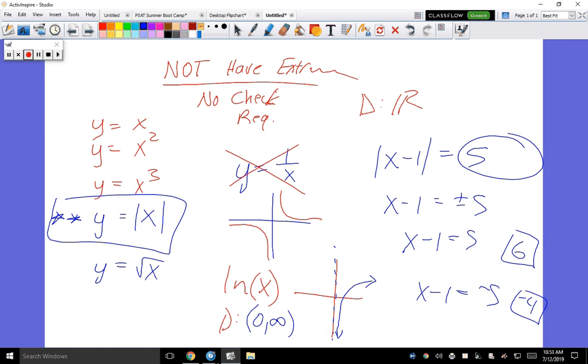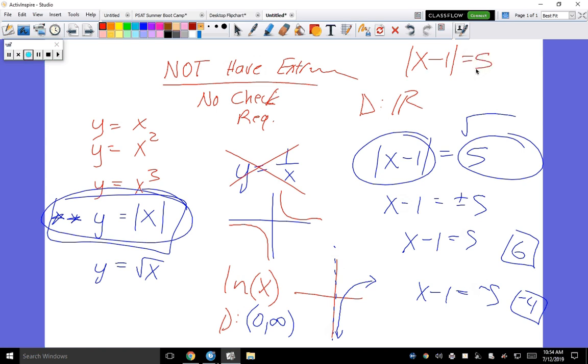So let's put it this way. Let's refine this. If it's just the absolute value and a bunch of constants, yes, you don't have to check. But most likely you'll see this absolute value with square roots and stuff, where you do have to check. Last thing that I'll show you, and then we'll go back to the one that we skipped. We got negative 4 and 6, did we not?